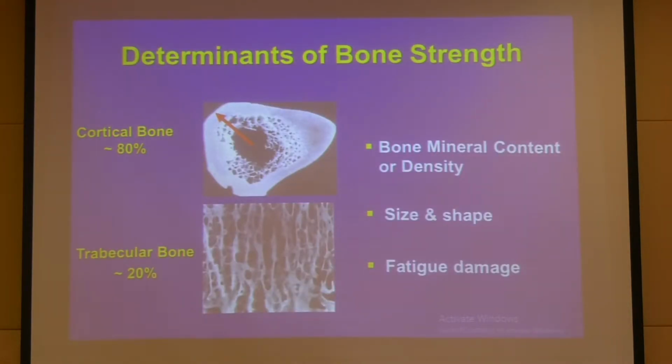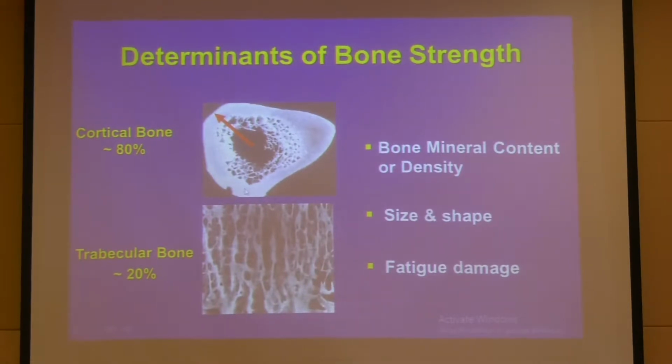So, what determines bone strength? So here you have cortical bone, which is a cross-section of a tibia, and here you have trabecular bone, which is taken from the spine. About 80% of the bone is cortical bone in our bodies, and about 20% is trabecular bone. If you want to really look at the strength of the bone, you need to be able to measure the size of the bone.